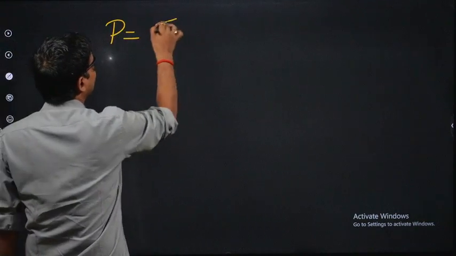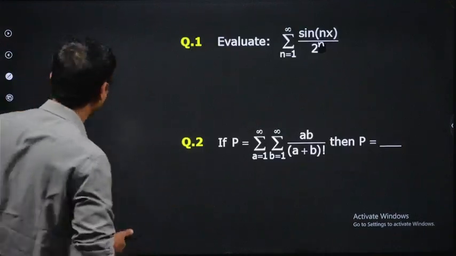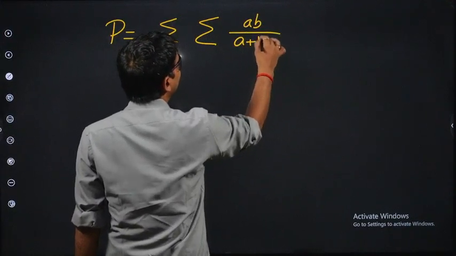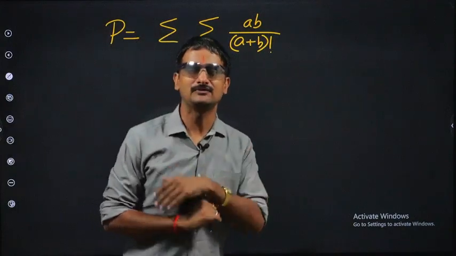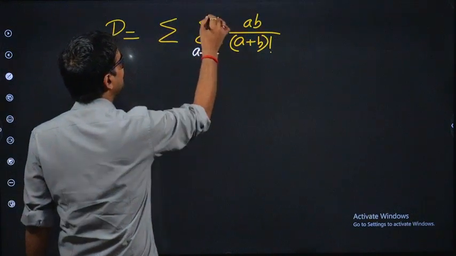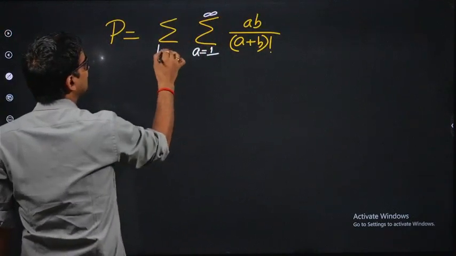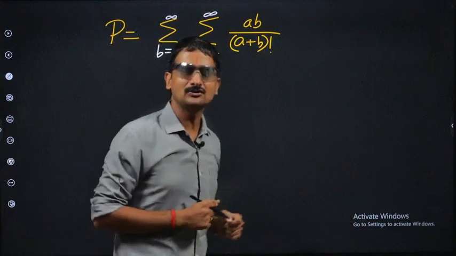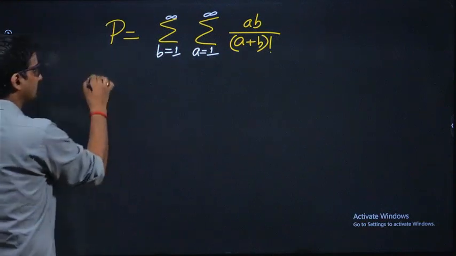We have to evaluate this double summation with two variables a and b, of ab over (a plus b) factorial. The problem here is the denominator, a plus b factorial. Since a and b are independent, a goes from 1 to infinity and b also goes from 1 to infinity. But the problem is how will you take care of a plus b factorial? So that's the problem.